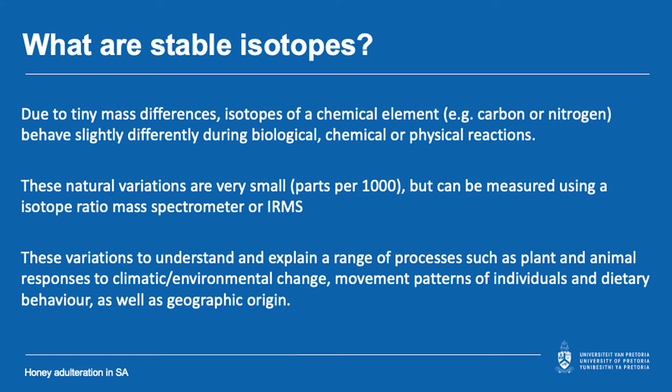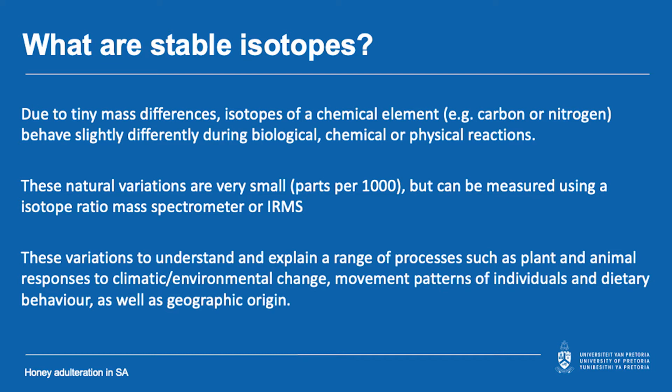Due to tiny mass differences, the isotopes of a chemical, such as carbon or nitrogen, behave slightly differently during biological, chemical, and physical reactions. These natural variations are incredibly small, and we measure them in parts per thousand, and, as I say, they are measured with a very sophisticated piece of equipment called an isotope ratio mass spectrometer.